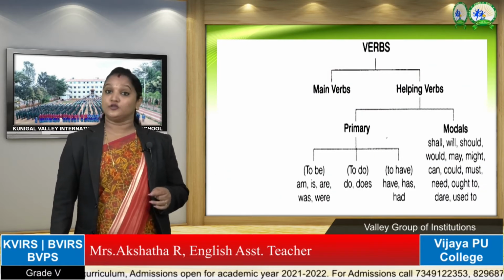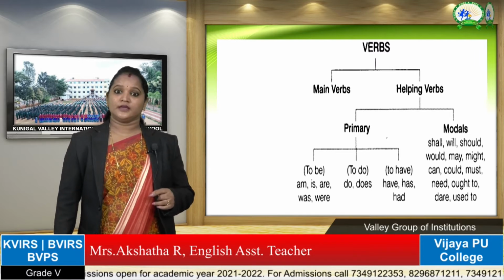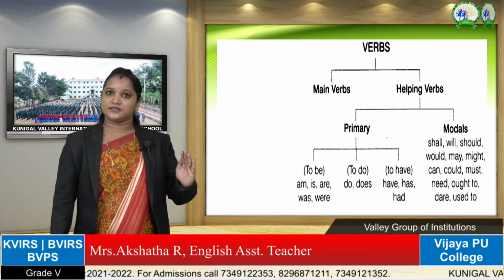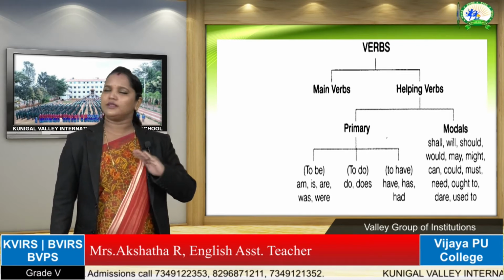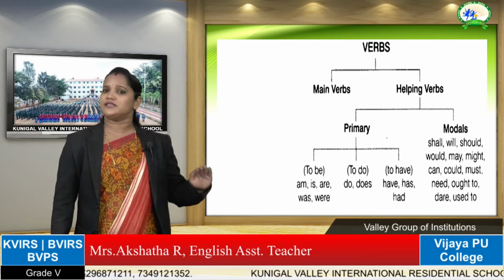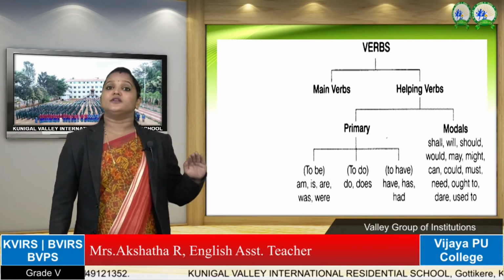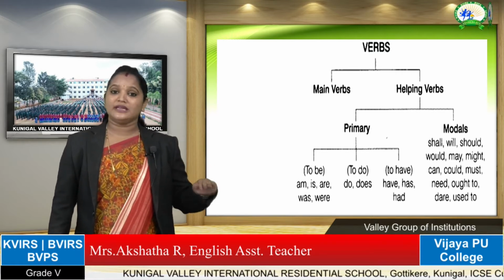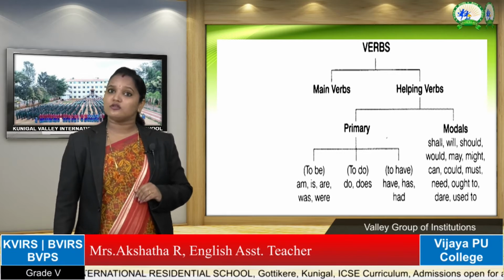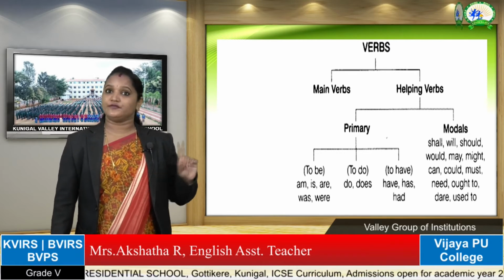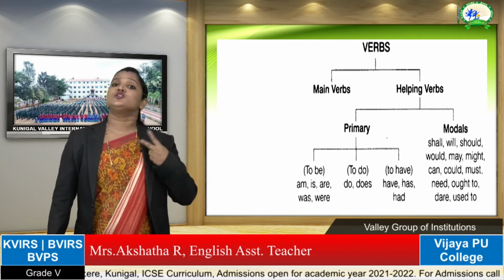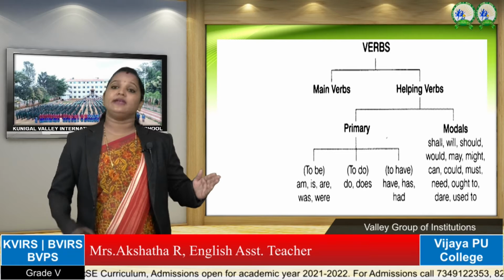You can see this chart and you can be very clear. You know what verbs are? We have two types of verb, that is main verbs, which come under action words. All the action words are main verbs, whether it is present tense, past tense or future tense. Next one is helping verbs. Helping verbs are also called auxiliaries. Don't get confused with helping and auxiliary verbs. Both are the same. These are divided into two categories, that is primary and modals.